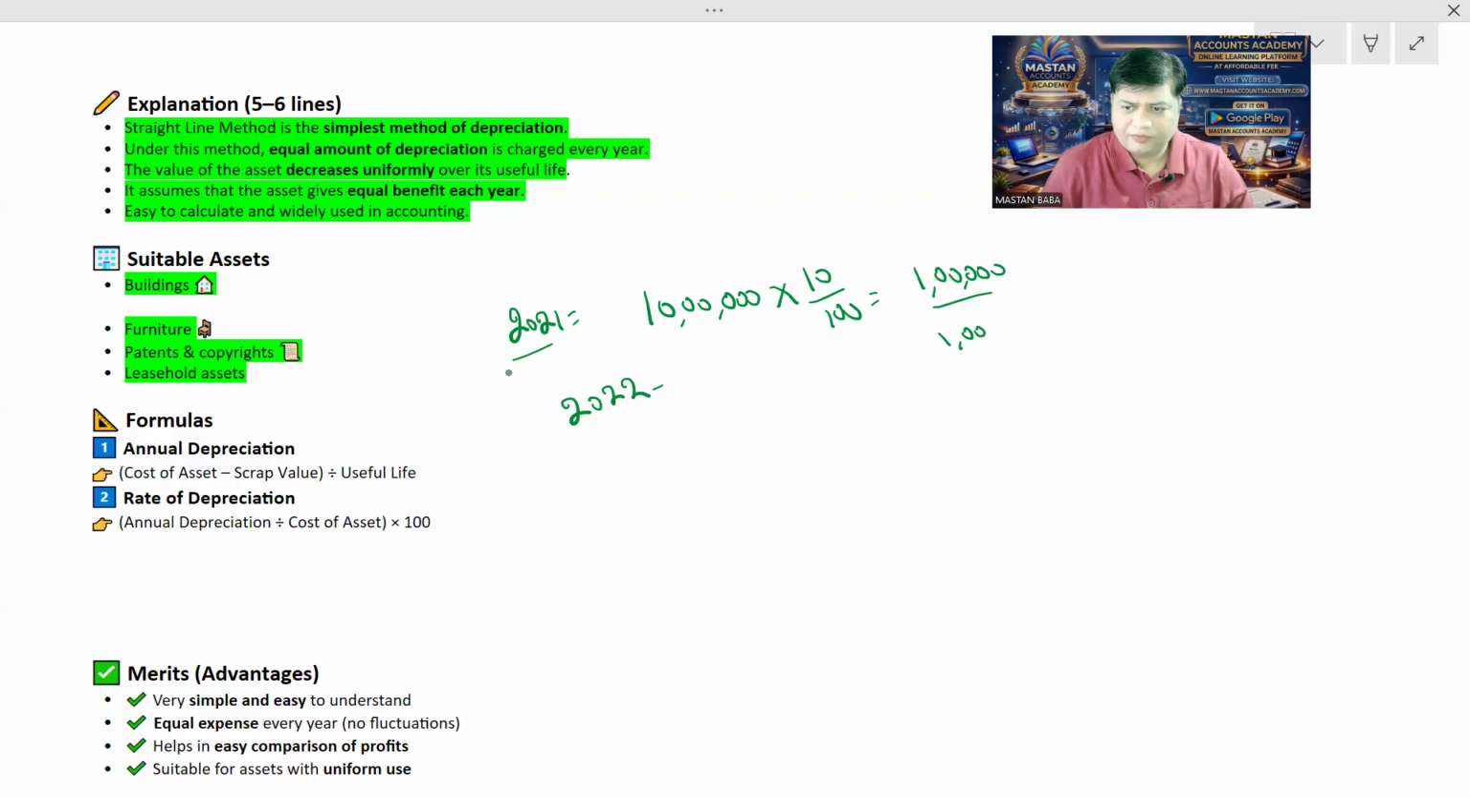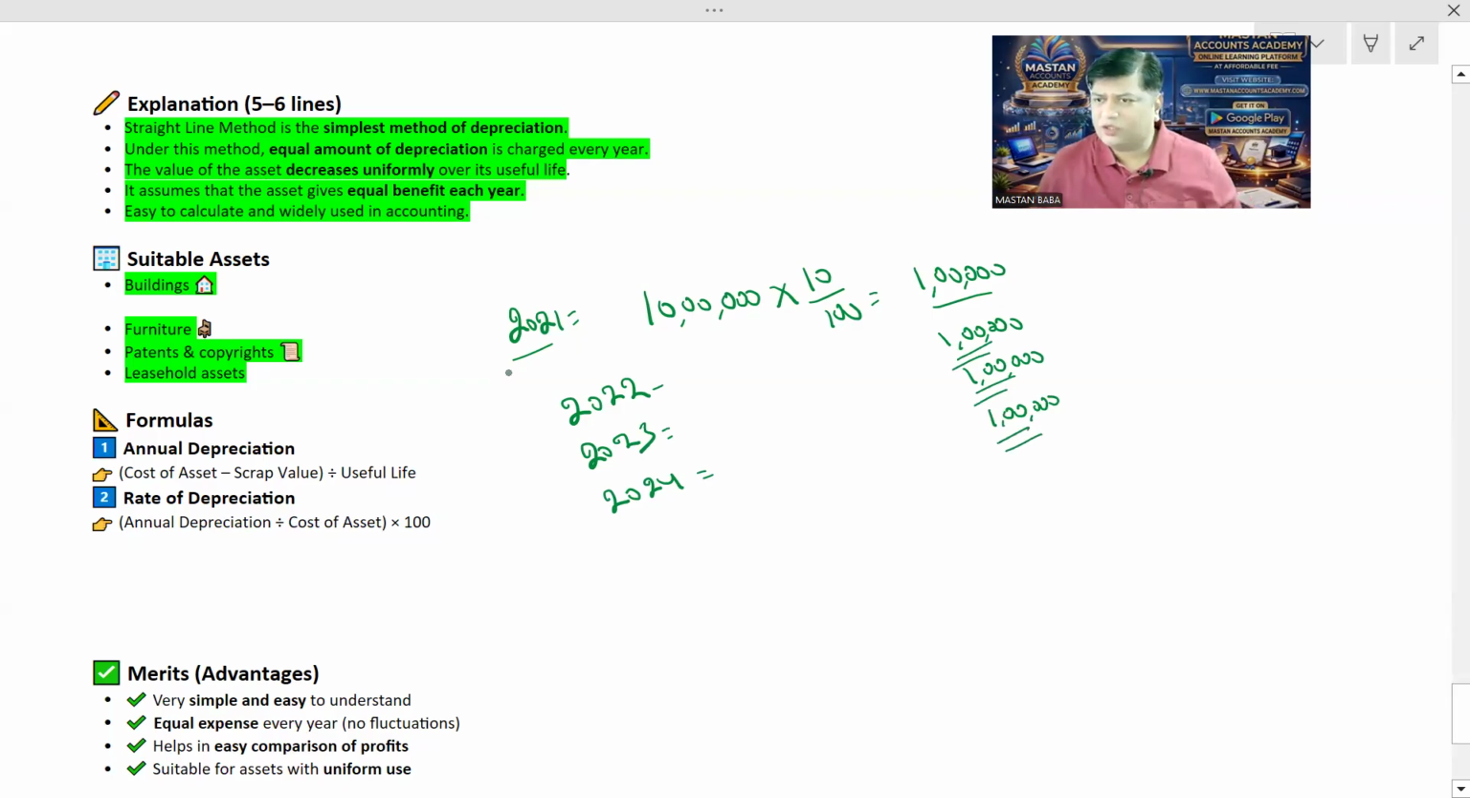1 lakh, and in 2023 also the depreciation will be the same, 1 lakh. So there will be a fixed amount of depreciation every year. So it's very simple to understand. The depreciation remains constant here because the assumption is the utilization of this asset is the same from first year to last year.